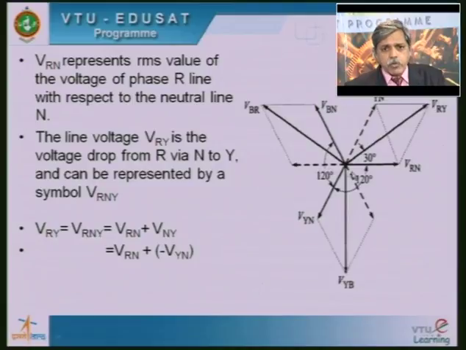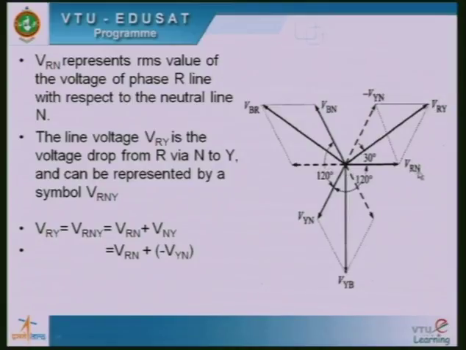Now, the same phasor diagram I am showing in this slide also. I have shown this VRN as the RMS value of the voltage of phase R. Now this line is an extra thing with respect to the neutral line N, the phase R line, but that is okay, no problem. The line voltage VRY is the voltage drop from R via N to Y. So this can be represented by the symbol VRNY. I have to move from terminal R to terminal Y through the neutral terminal N, that is why I represented N in the center.